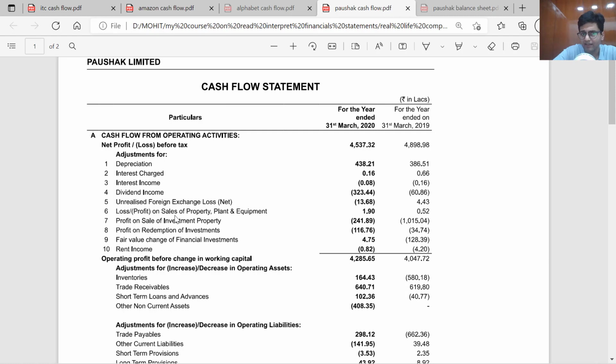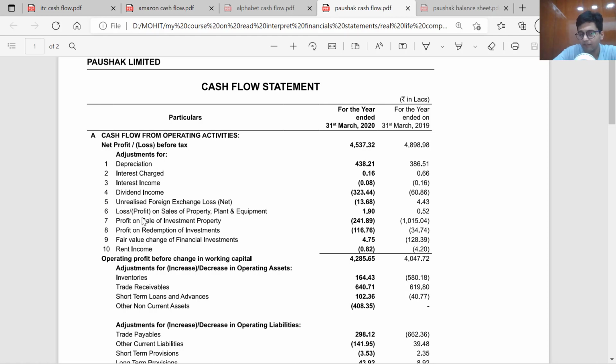The sixth one is a loss on sale of property. This is more of an investment thing. Profit on sale is again an investment thing. Then profit on redemption of investments, fair value change of financial investments, and rental income. So if you see very closely from point 1 to point 10, the non-cash expenses only consist of point number 1, depreciation, and point number 5. The rest of the points from point 2 onwards are actually all cash expenses or cash income. So why are they being added or reduced back in these adjustments?